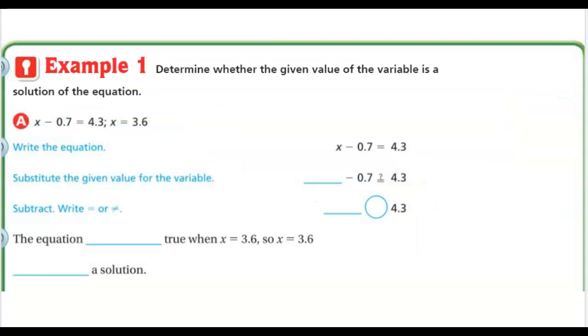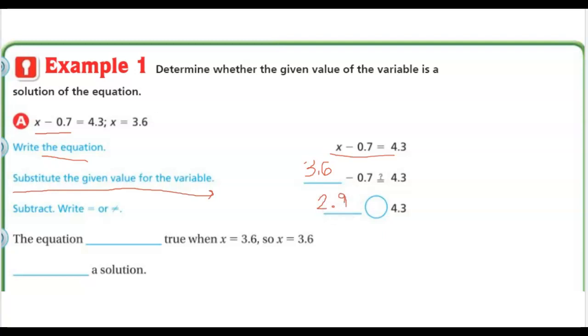Let's move on to example 1. Determine whether the given value of a variable is a solution of the equation. So here we have x minus 7/10 equals 4 3/10 and x equals 3 6/10. So we write out the equation. Then we substitute the given value for the variable, which is 3 6/10. 3 6/10 minus 7/10, does it or does it not equal 4 3/10? So we do the subtraction, and that of course becomes 2 9/10.